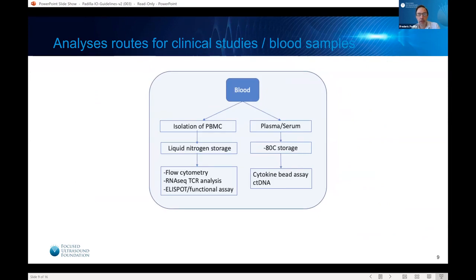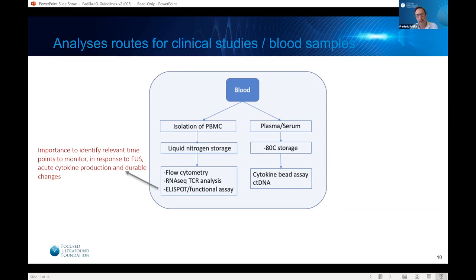For the blood samples, what we suggest is to, again, isolate PBMC and either perform flow cytometry on fresh sample or store in liquid nitrogen. Again, flow cytometry, RNA-seq, TCR analysis, ELISpot, and store plasma and serum for a cytokine bead assay or circulating DNA.